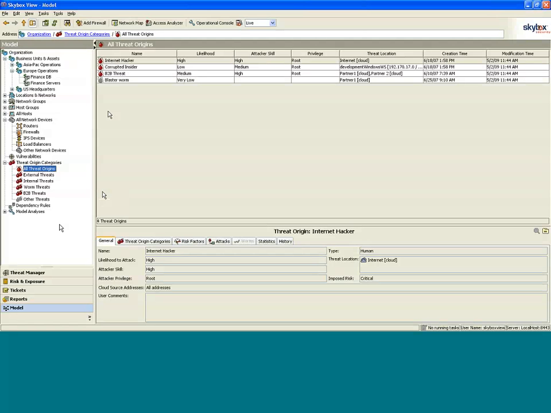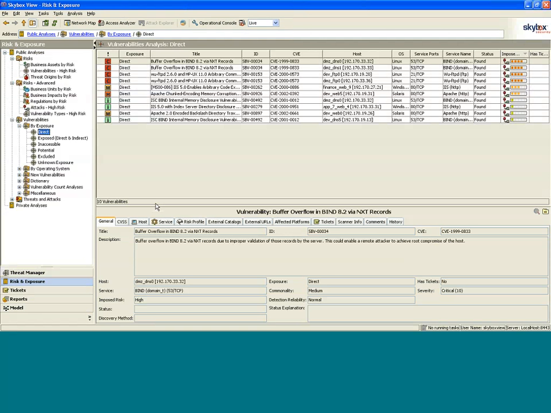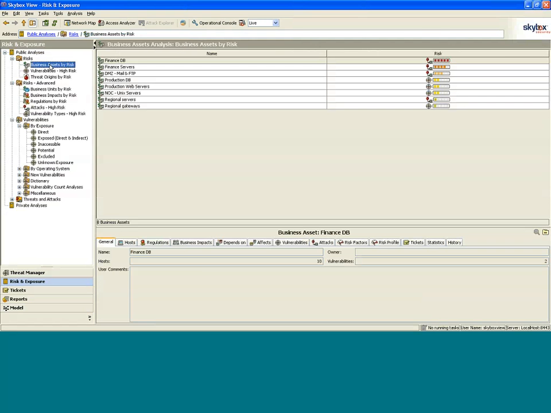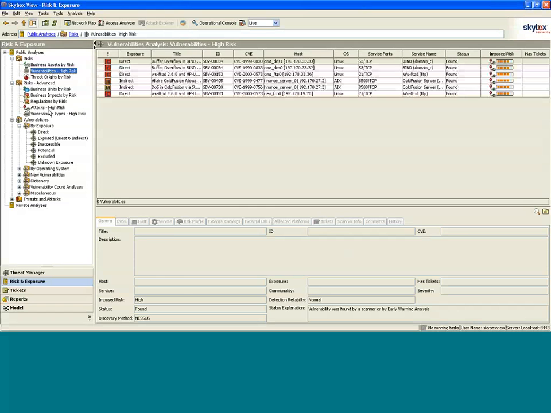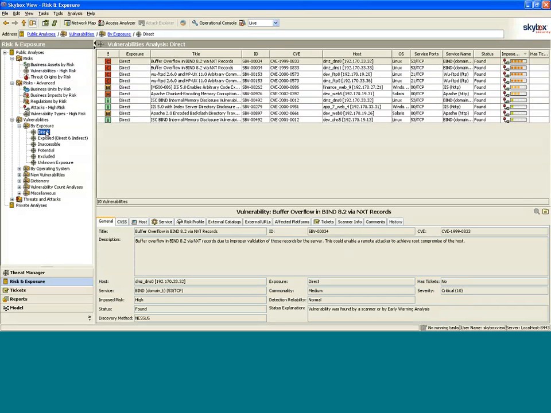Once we've run our attack simulation task, we then can go to the risk and exposure tab and look at the data in a variety of different ways. We can look at it by business assets by risk, vulnerabilities by risk, or, as I like to know, what are the most important vulnerabilities in my organization that can be directly attacked from all of my attack points. And I quickly can see here that I have 10 vulnerabilities that are directly exposed from all the different attack points in my organization.